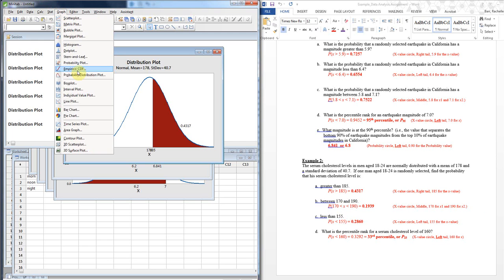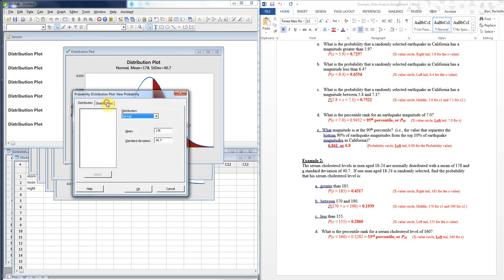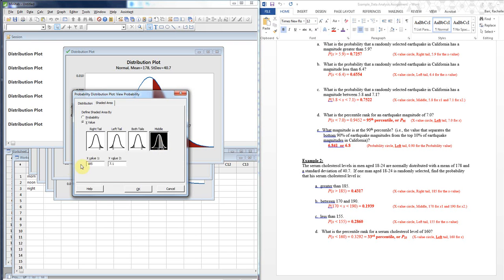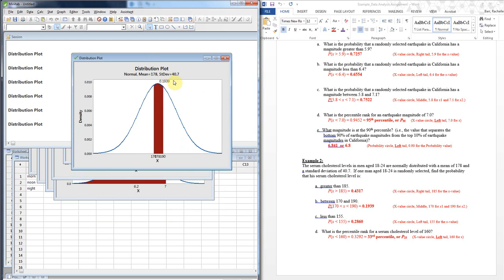So we'll hit graph, probability distribution plot, probability view, and my mean and standard deviation are incorrect, and I want a middle value this time between 170 and 190. Let's go ahead and hit OK. And there's our in-between value. It's about 19%, 19.39 to be more precise.